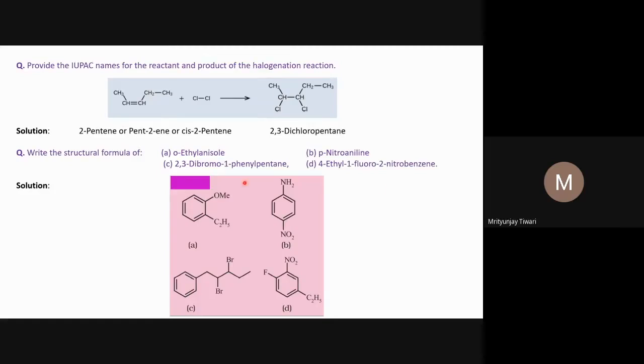Now let's see these questions. Provide the IUPAC names for the reactants and products of the halogenation reaction.